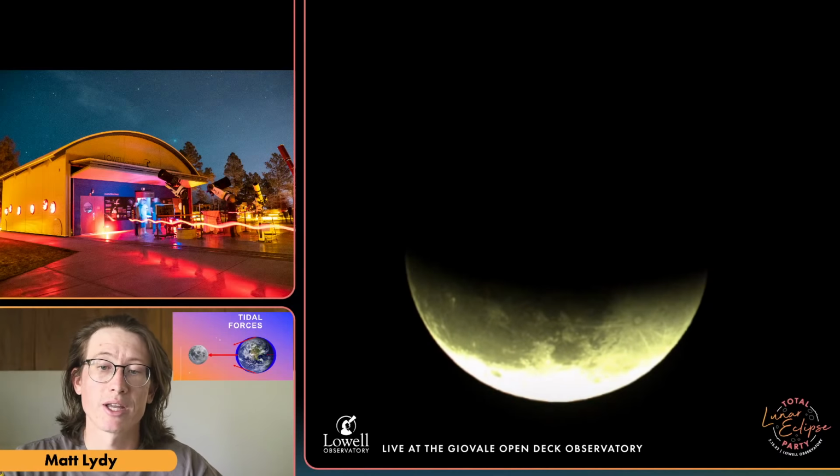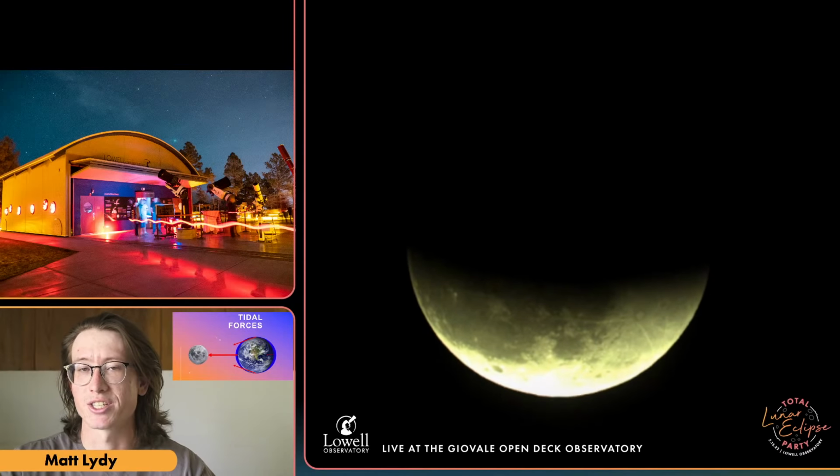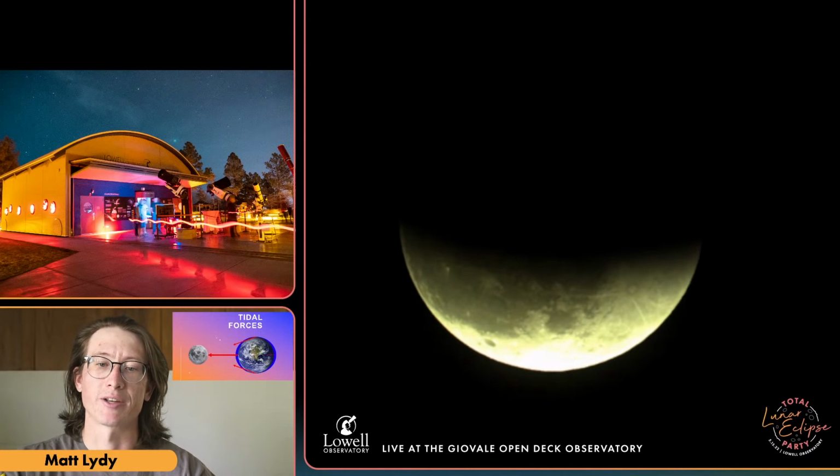Another way you can think about it is the gravitational force on the far side of the Earth is so weak that the water doesn't really move. It doesn't really experience a force that would cause it to move, so it kind of just stays there and you end up with a high tide.